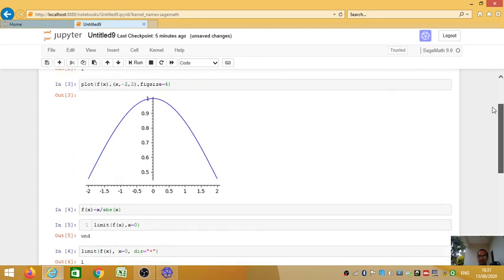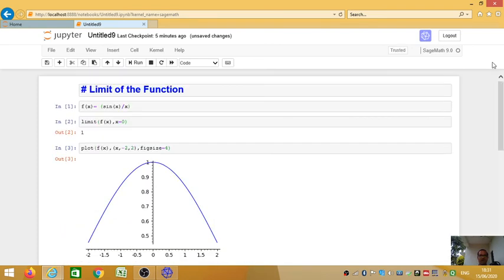Okay, in this way you can find the limit of a function by using Sage Mathematics software. You just insert your required function, and at whatever point you want to find the limit, you can easily find it by using Sage Mathematics software. I hope you will understand today's topic.